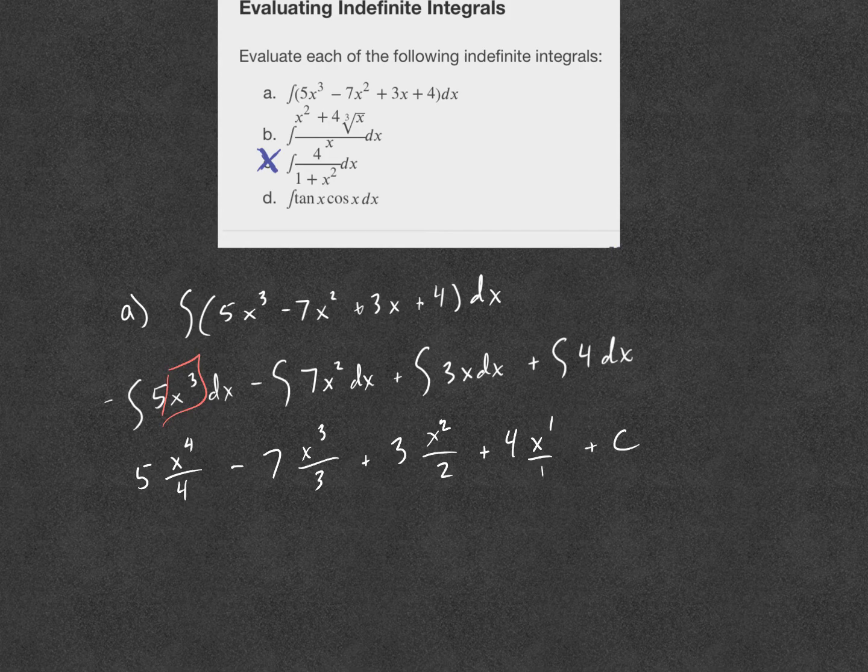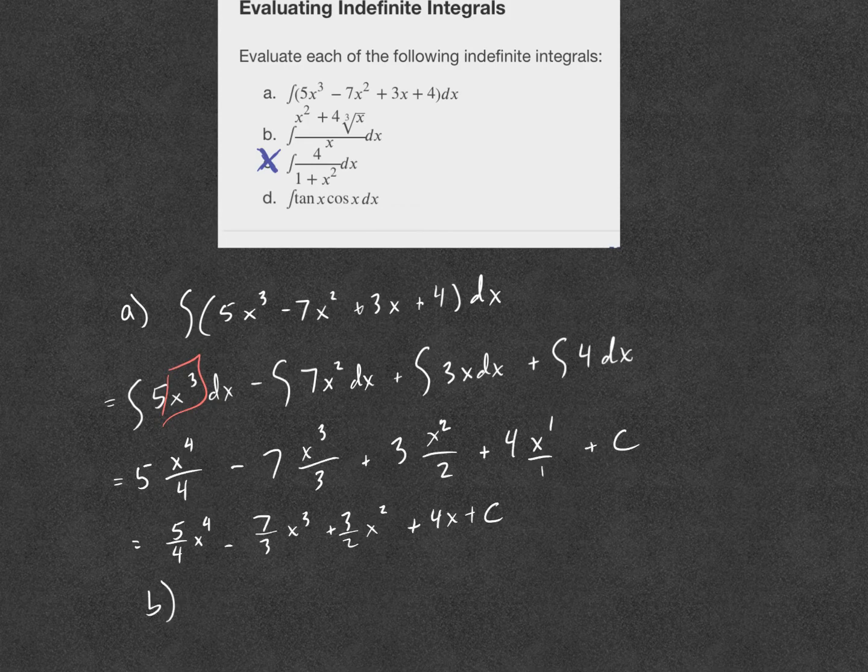Let's clean that up a little bit. I'm going to write this as 5/4 x to the 4th minus 7/3 x cubed plus 3 halves x squared plus 4x plus c. And that right there is our antiderivative.